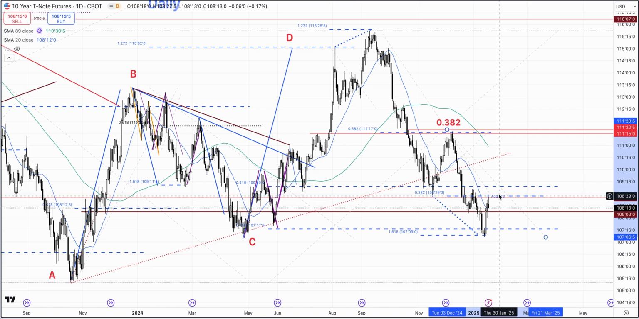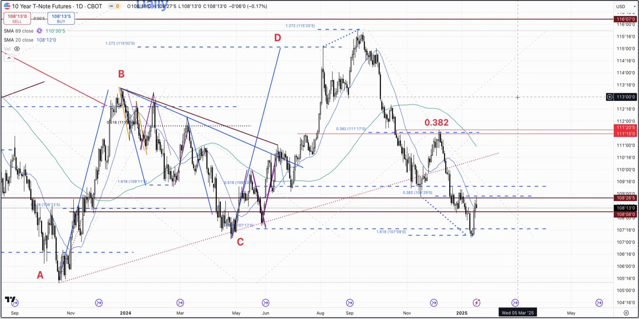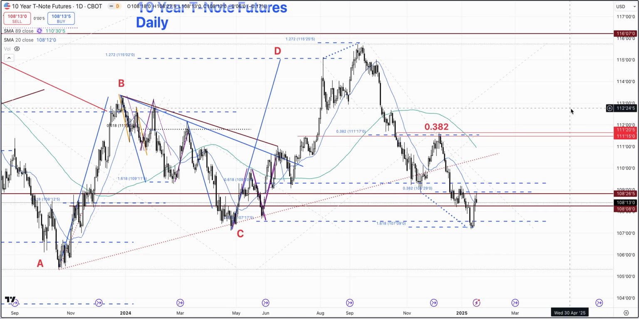Only getting above this will give it more traction, and maybe we can see yields or the price move higher, maybe a little bit higher, maybe come to the 61.8% retracement around 110 level. So we will have to wait and see, but the market is really at critical levels as of last Monday, 13th of January. So really need to be carefully watching this market.